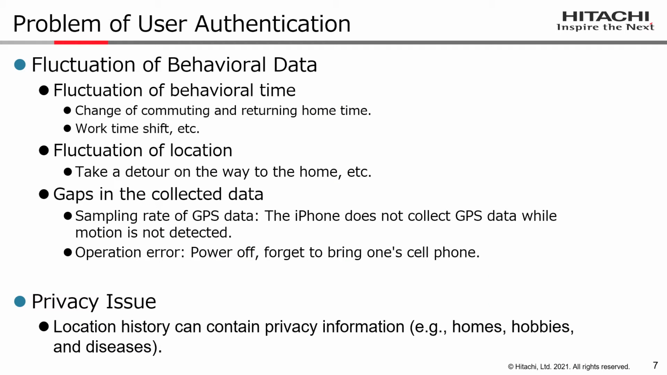But there are some problems when using location history for user authentication. One of the problems is the fluctuation of behavioral data, such as change of commuting and returning home time, taking a detour on the way to the home, and gaps in the collected data, sampling rate of GPS data, or the operation error such as power off, or forgetting to bring the cell phone.